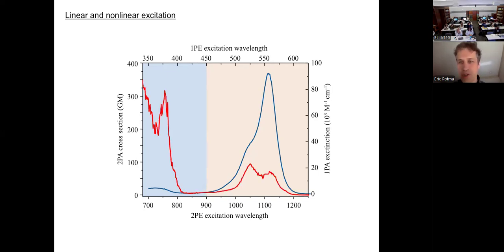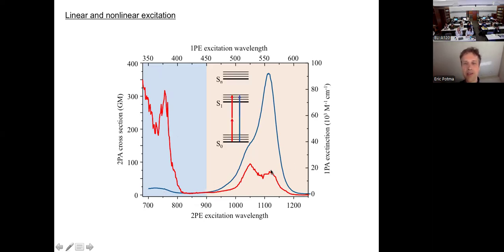Now, the first thing you should notice is that there are some similarities and some differences. Similarities: I see the same two bumps, the bump here and the bump there. They overlap more or less, although the ratio is different. But then on the higher energy side, I see features that I don't see at all in the one-photon absorption spectrum. The reason for that is the following.